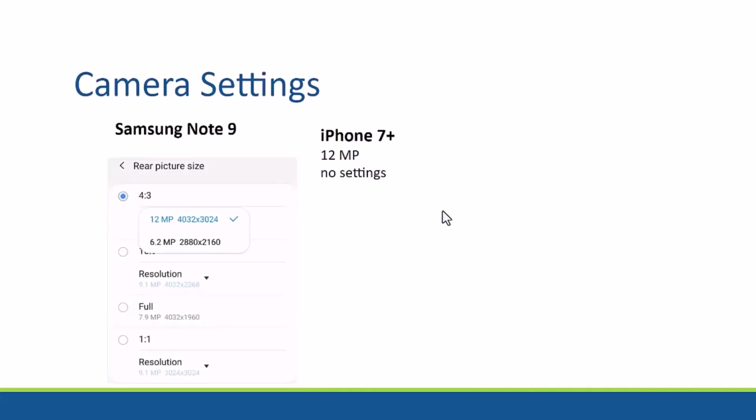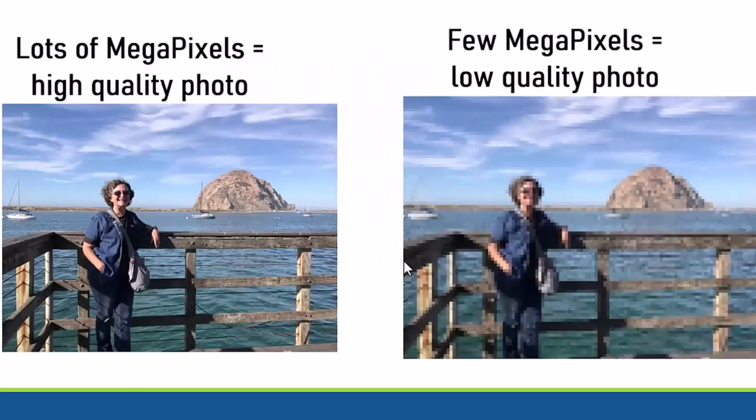Your camera might have settings. For example, my Samsung Note 9 is capable of taking a 12 megapixel photo, but I could have selected settings to make it less. I'd recommend not doing that. My iPhone 7, same thing, 12 megapixel. Now, if you have a digital SLR camera, you might have a lot more capability, and make sure to check your settings that you're not using a low megapixel setting.